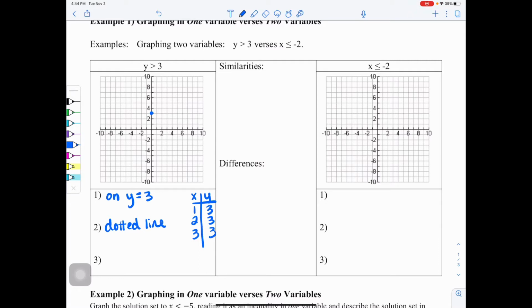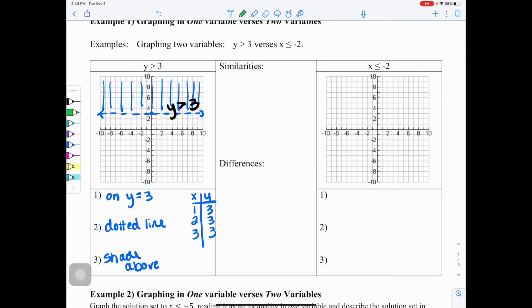Then we need to consider where to shade. So we'll do our dotted line first to represent our line y is equal to 3, but showing that since y is greater than 3, 3 does not count. And then if I want the values that are greater than 3, then I know I need to shade above. So I'm going to shade above to show where my solutions are. And then, of course, I'm going to make sure that I label. So this is y is greater than 3.